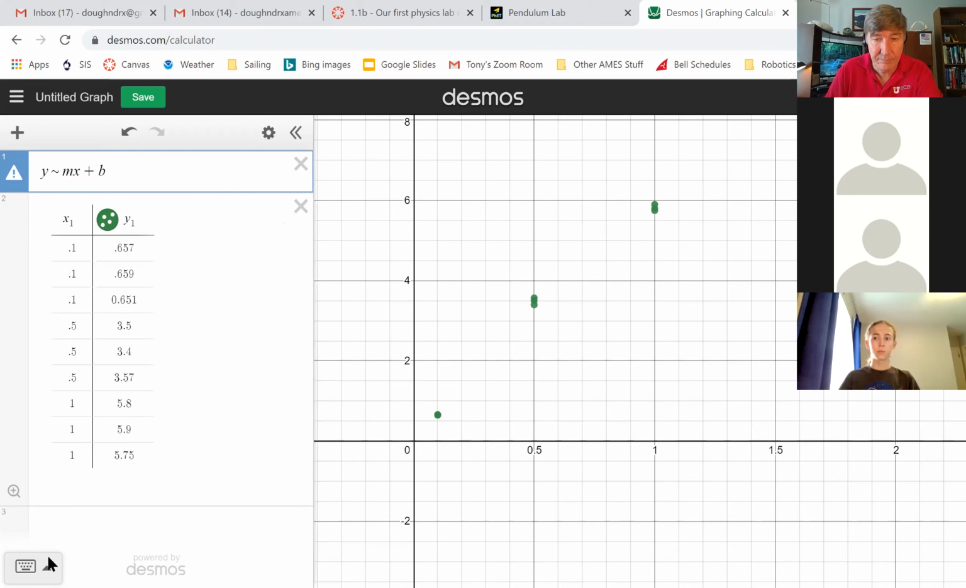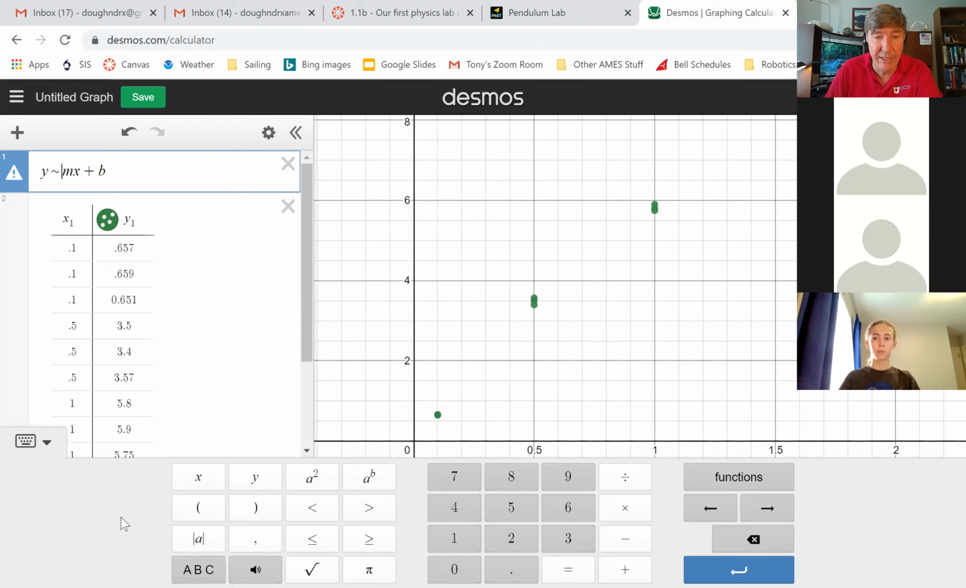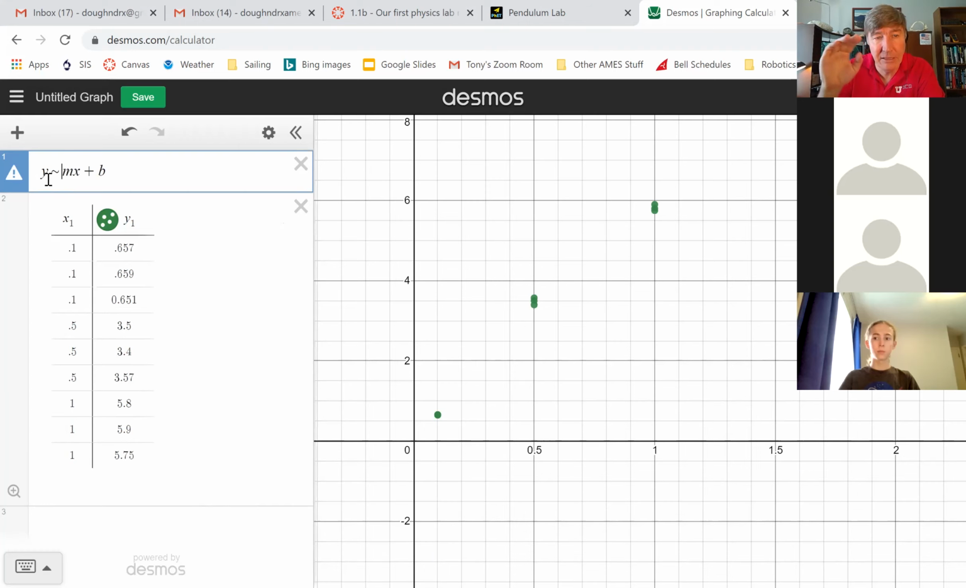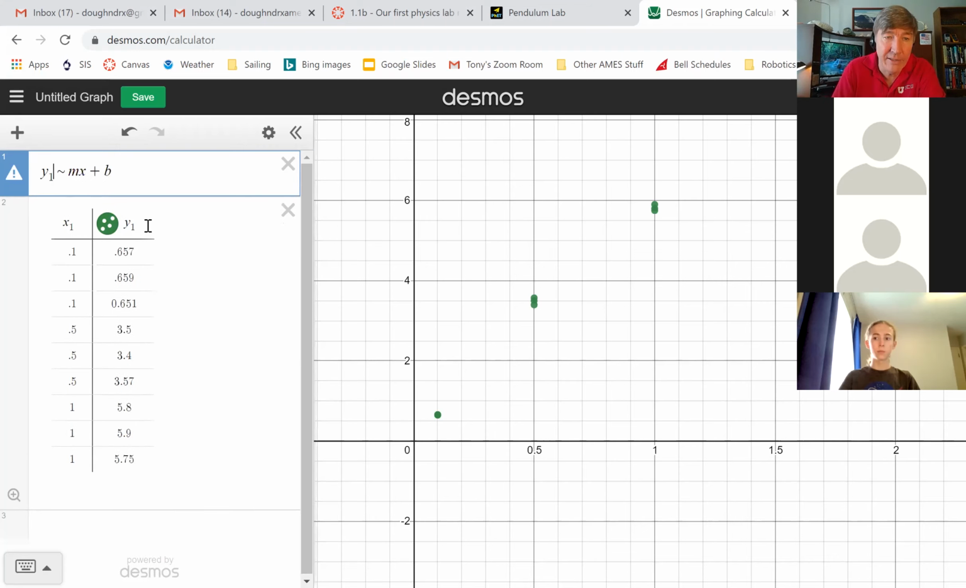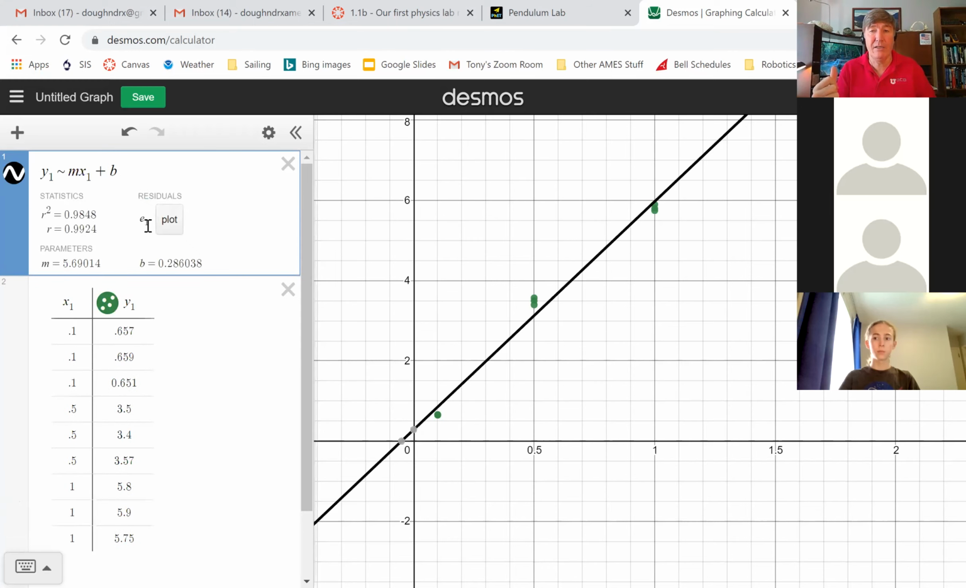or you can use the keyboard here to get it. But anyway, so y, and then I use that little tilde, mx plus b. But I don't want just any old y. I want the y's from this table right here. And you can see that these y's, they're all given the name y1. So I want this to be y1, and then tilde, m times, and I don't want just any old x, I want x1. So I make it x1. Bingo, there we are. Okay, once I tell it that, now Desmos can handle it.